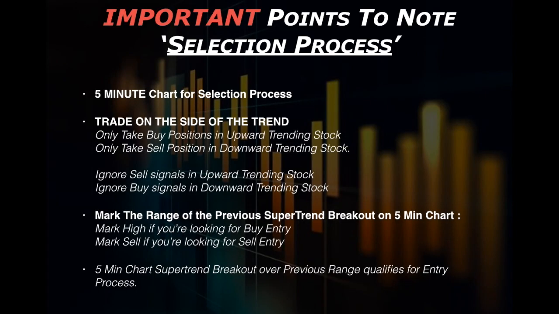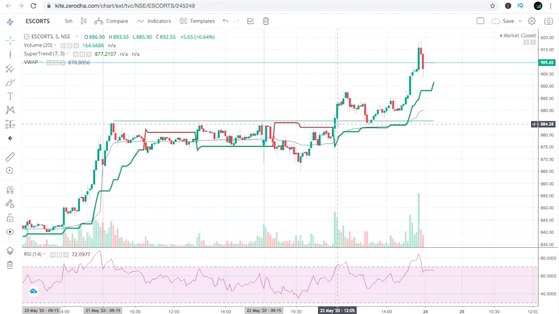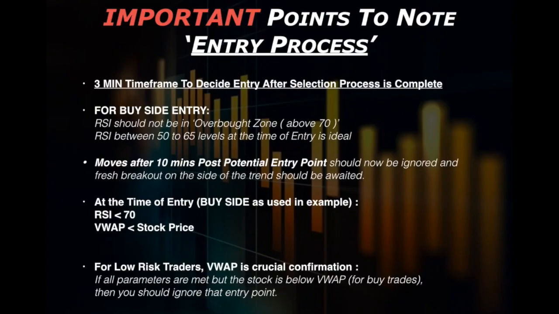So now once we have marked this level, what do we have to do next? Now on the 5-minute chart, if a Supertrend breakout occurs over the previous high, it qualifies for the entry process. What we mean by this is, as we can see here, this breakout went over the previous highs. This is where we get into our next process, which is the ideal entry process.